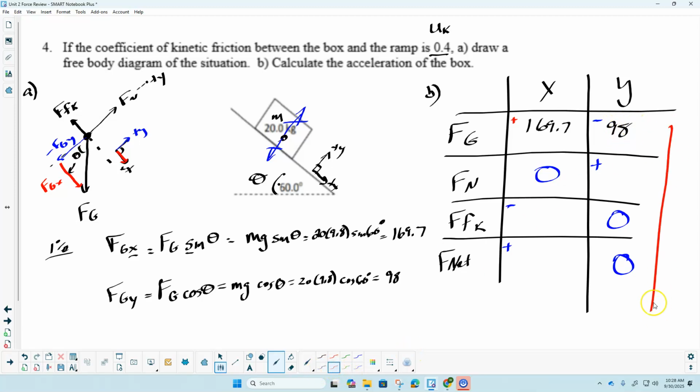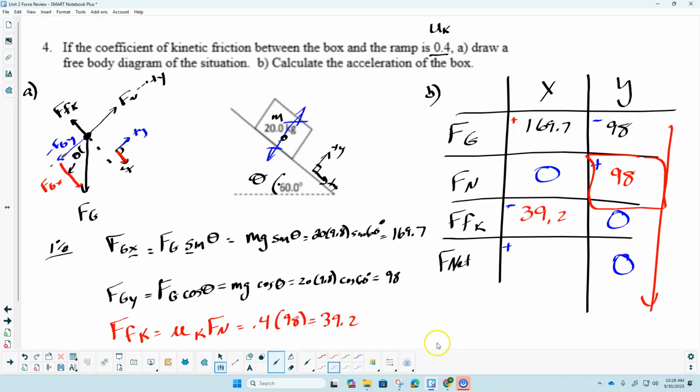From the chart, I can try to add these together, and the normal force is positive 98. Once I have the normal force, I can solve for the force of friction kinetic using the friction equation. So it would be 0.4 times 98. 0.4 times 98 is something like 39.2. That's going to go in this box. And then it's just adding these two values together. So 169.7 going this way and 39.2 going the opposite way. So if you add those together, you end up with 130.5 newtons as the net force that it experiences.